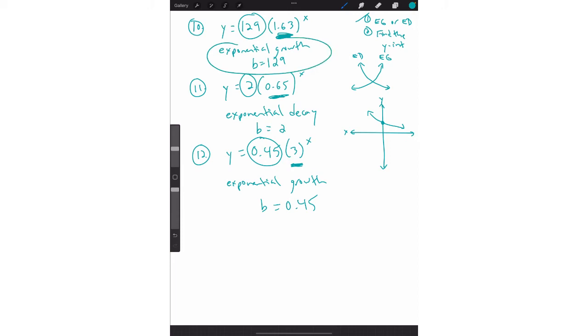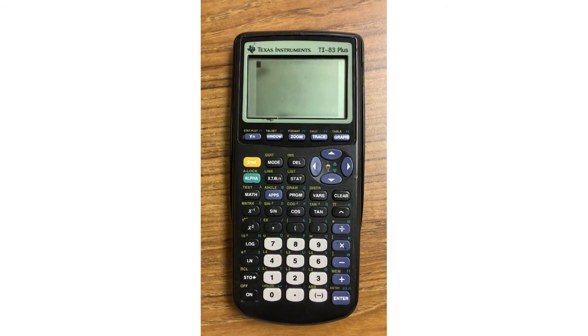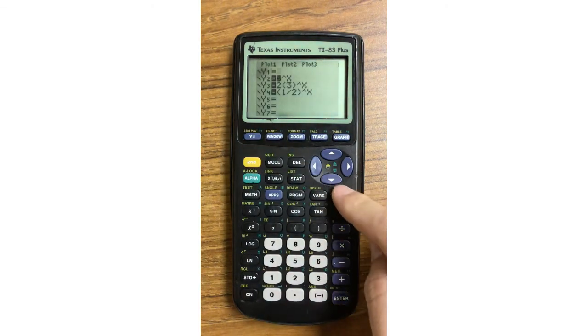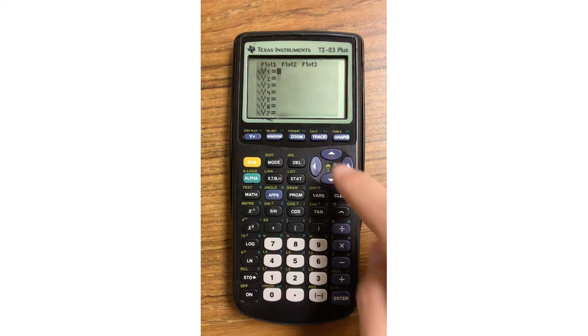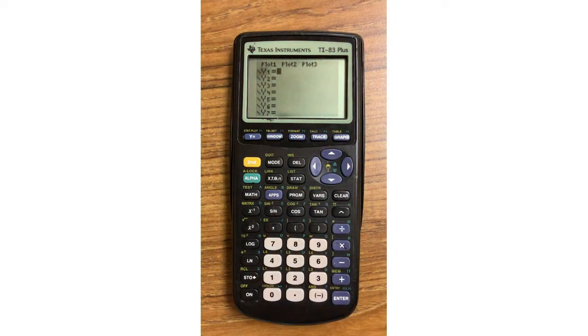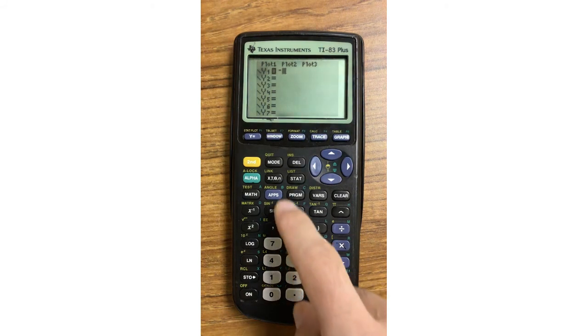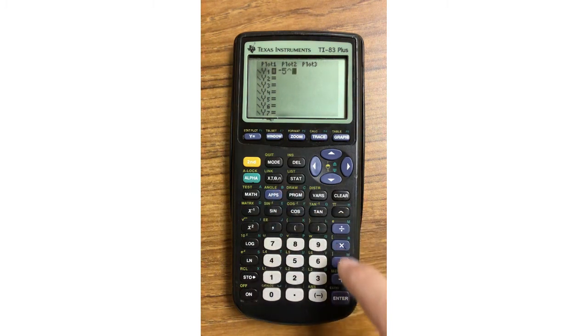This was the answer to number 10, this was the answer to number 11, and this was the answer to number 12. All right, I'm gonna go through numbers 13, 14, and 15 here. So if I click Y equals and I clear out all of this, and I go ahead and just say Y equals negative, this is for number 13, Y equals negative 5 to the power of X.